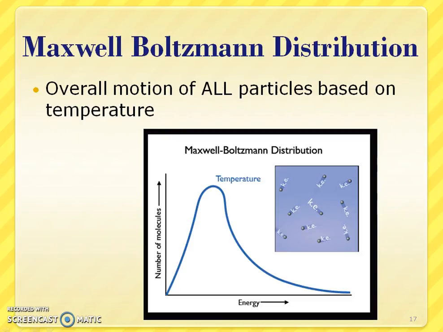So this Maxwell-Boltzmann distribution talks about, again, the overall motion of all the particles based on that temperature. So again, if we have this hill, most of the molecules will be moving this fast, but some of them will be moving slower, and some of them are going to be moving faster. So again, that's the average.